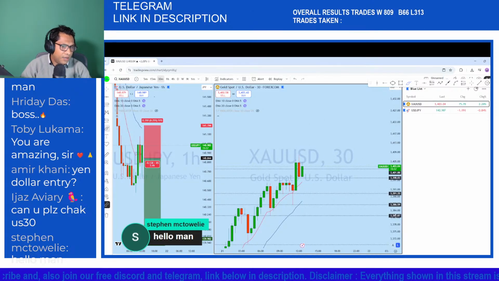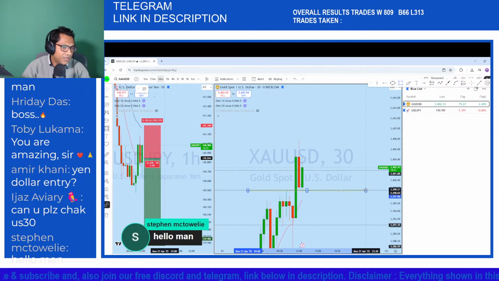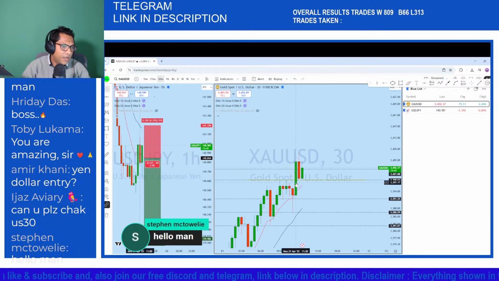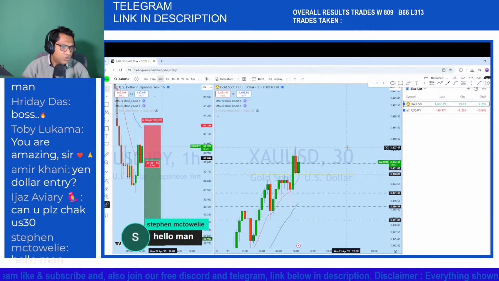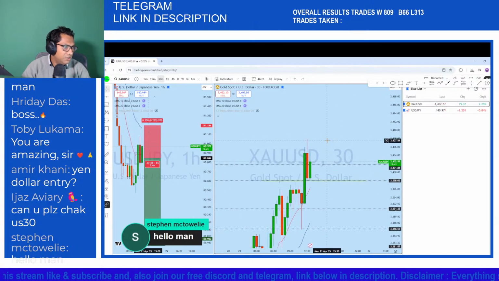Here is what we can see: this is a significant support, and from this support we are expecting it to remain in the major direction here.